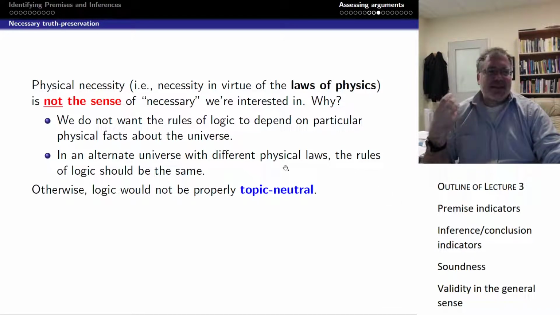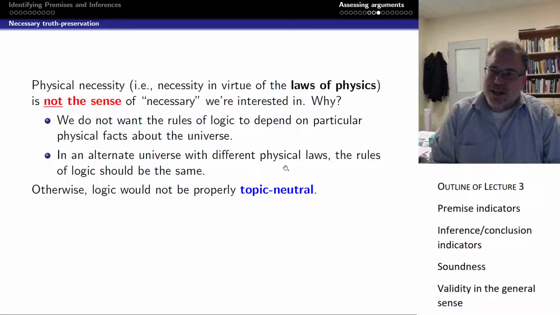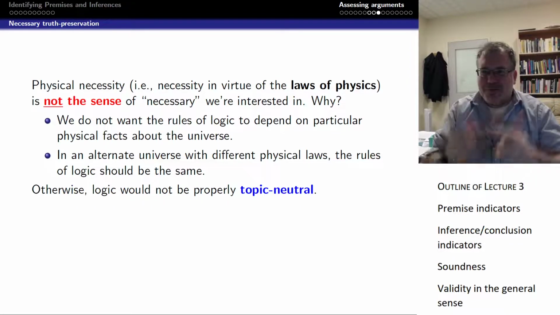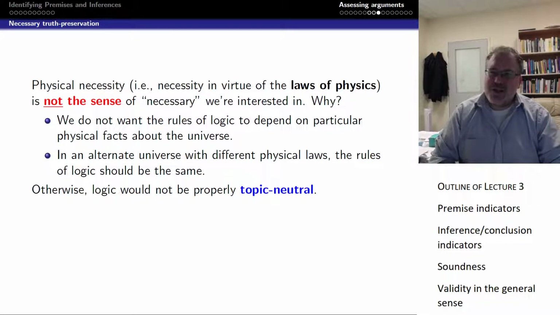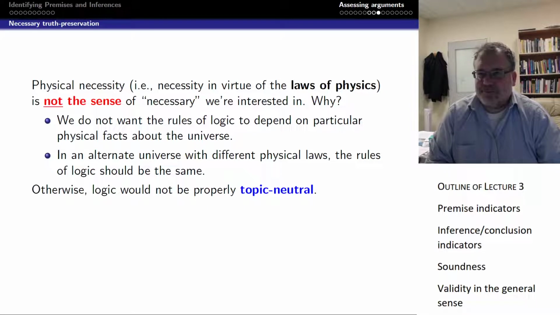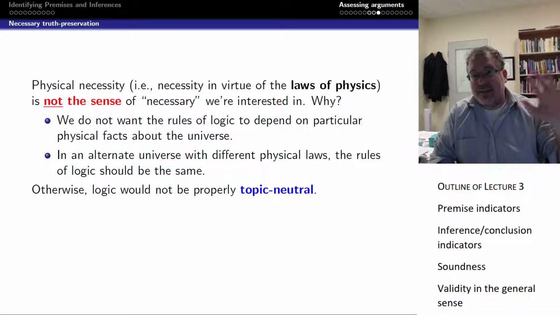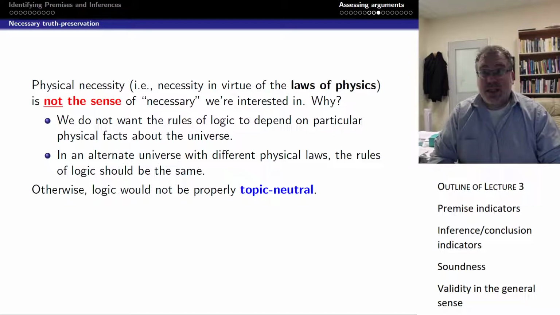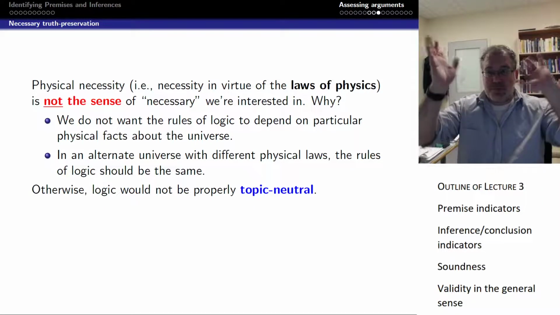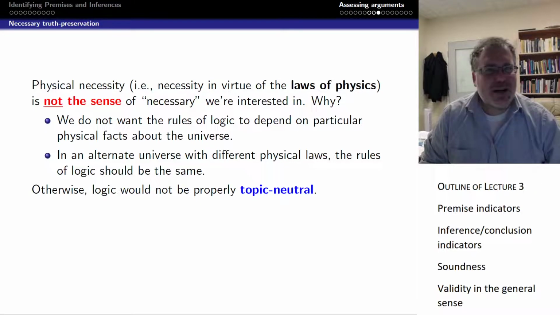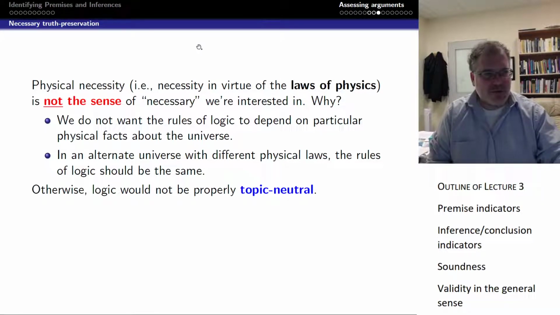So the idea is that if we were living in an alternate universe, perhaps that's a different way of putting it, then the rules of logic would have to be the same. And by ensuring that this is the case, we obtain a logic which is truly topic neutral. It doesn't matter which possible universe you're talking about, all of them will follow the same rules of logic.